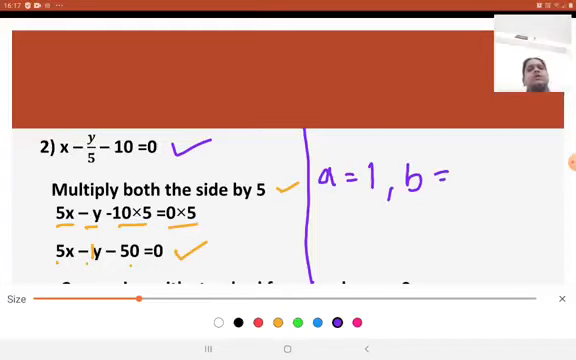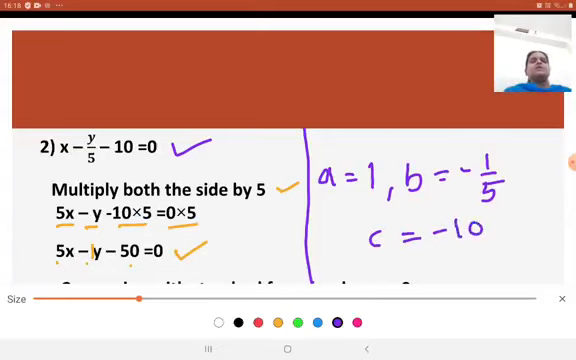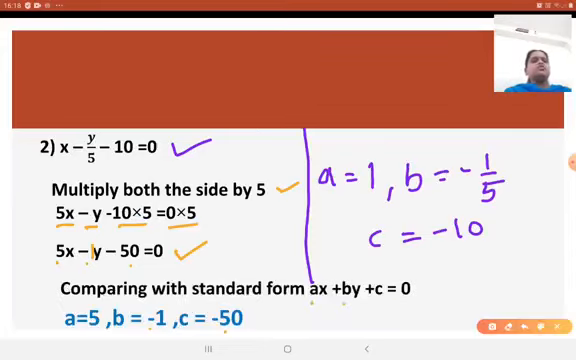As I told you, the b value can be a fraction, decimal and so on. So we can write the b value as minus 1 upon 5, and the c value is minus 10. Is it correct? Yes, this is your answer. So here both the answers are correct. You can solve it by any one of the methods, but in both cases you may get different values.